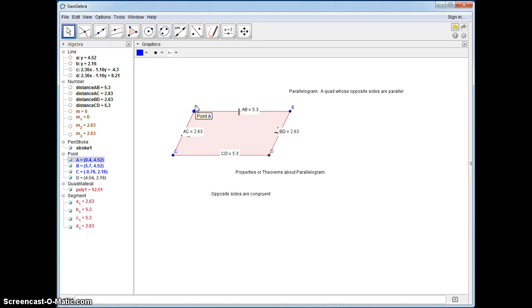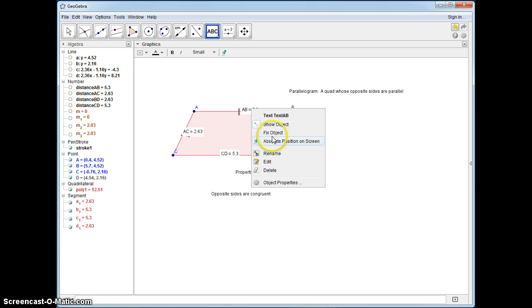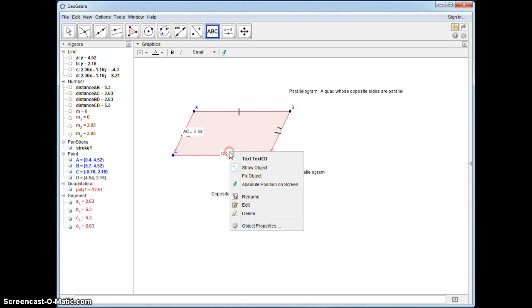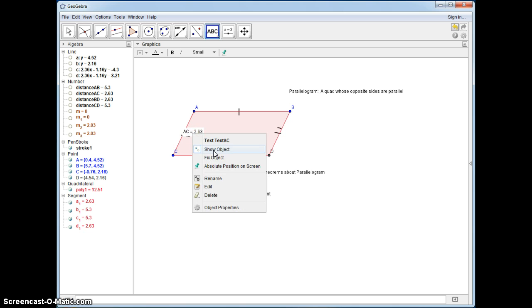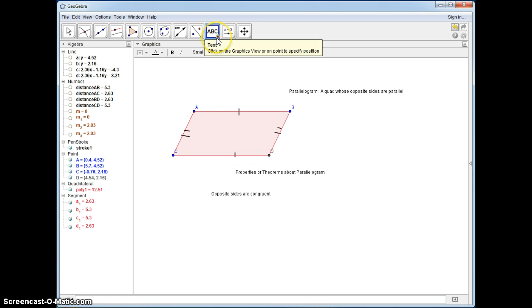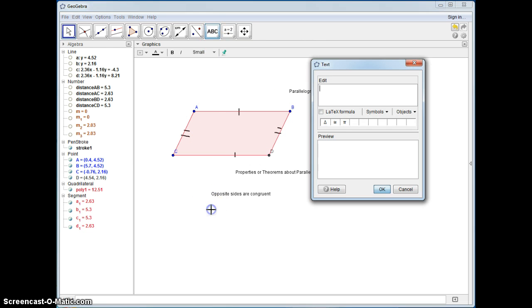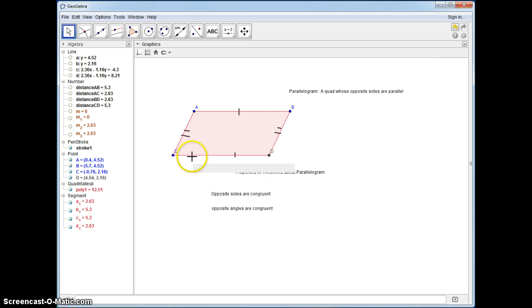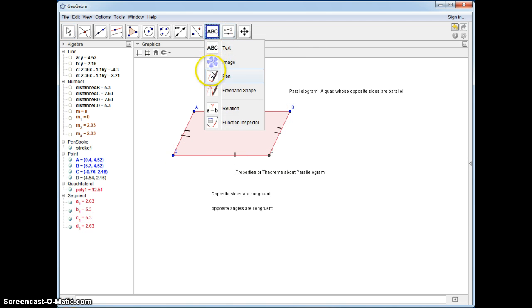Now let's get to our next property here. I'm going to remove these distances right here. I'm not going to show these objects. And let's get to our next property, and that says that the opposite angles are congruent. Let's write that down. So no matter what angle I have on this side, it would equal this side. So marking it, you would mark it like this.